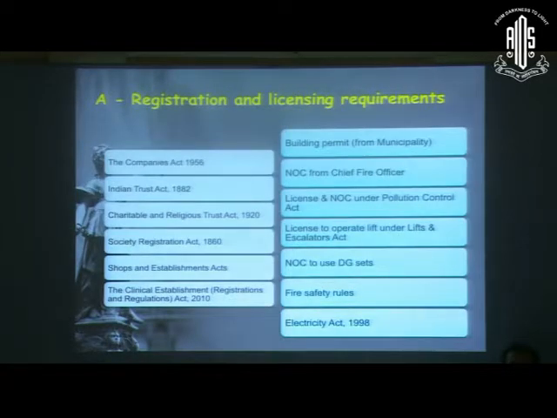So this is the overview of the laws and registration requirements for a license for a hospital to start with. If you are a company or private establishment, you need to register under the Companies Act, or if it's an individual proprietorship, or if it's a trust, the charitable and religious trust act. All these are governed by their own rules and regulations. To start a practice, you need a building permit and NOC, and fire safety rules have to be complied with.